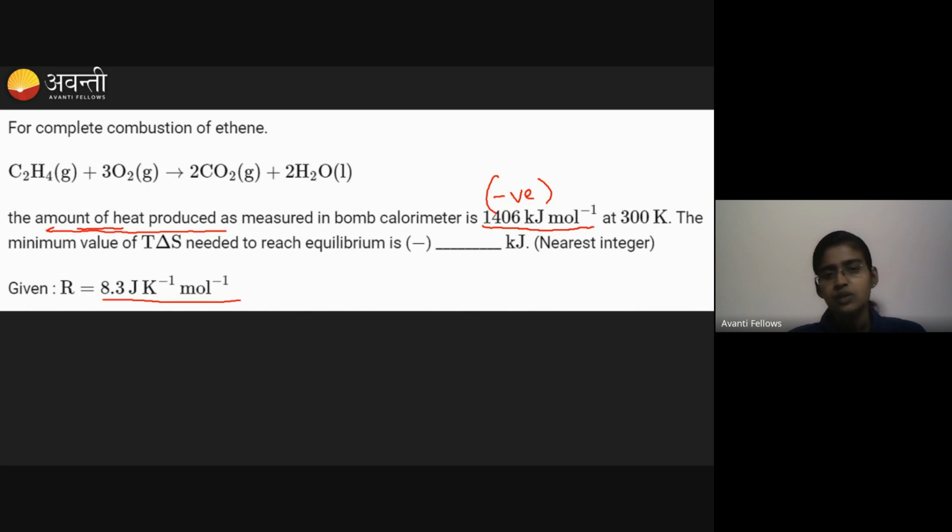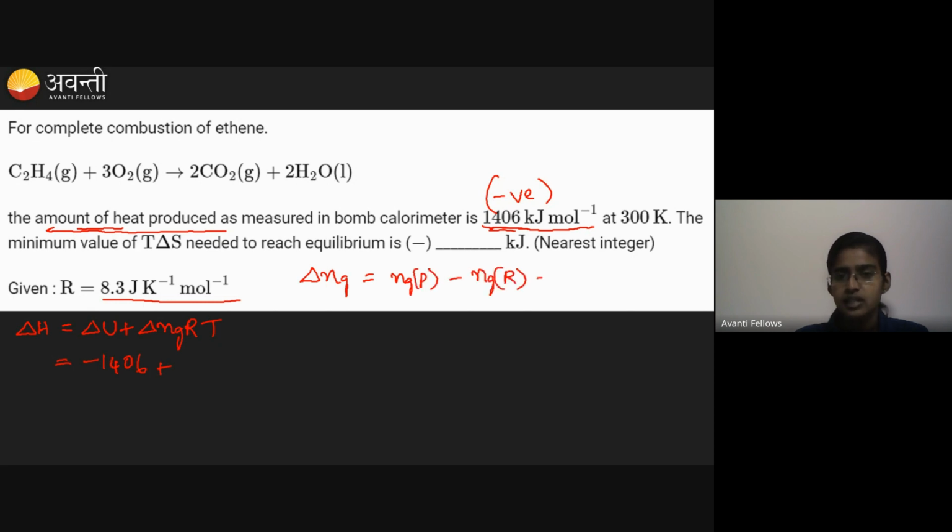So to find out the T delta S value, we need delta H. And how to find out delta H? Delta H is equal to delta U plus delta Ng RT. So for delta U, the amount of heat produced is given. So it is minus 1406 plus delta Ng. It is nothing but the number of moles of gaseous product minus the number of moles of gaseous reactant, right? So the gaseous product is only carbon dioxide and the number of moles of carbon dioxide is 2. And the gaseous reactants are 1 ethene and 3 O2. So it is 4, 1 plus 3 is 4.